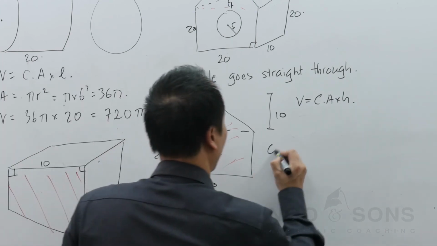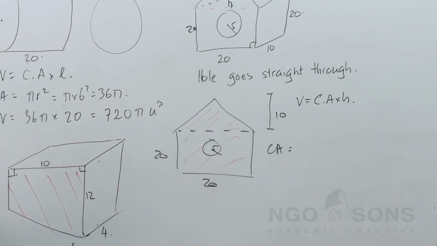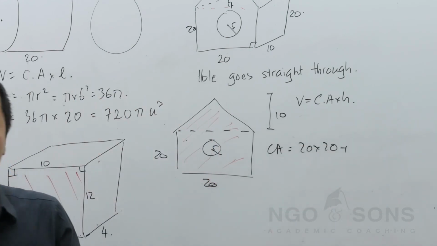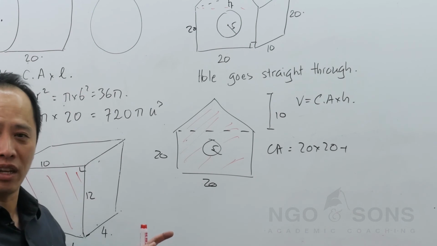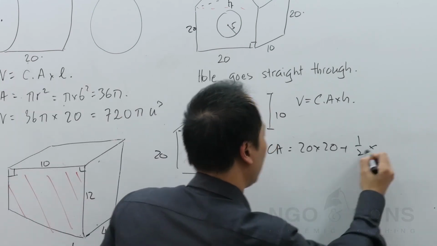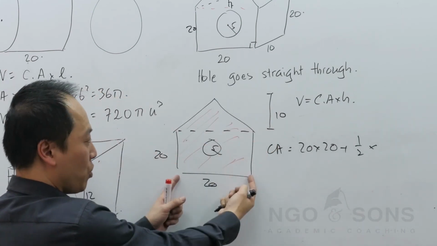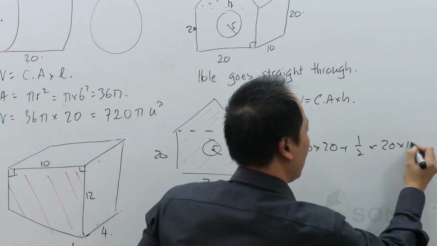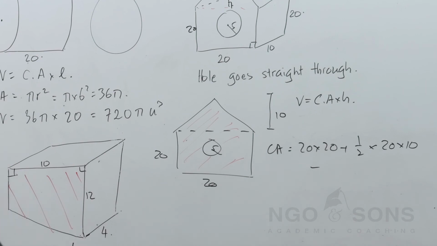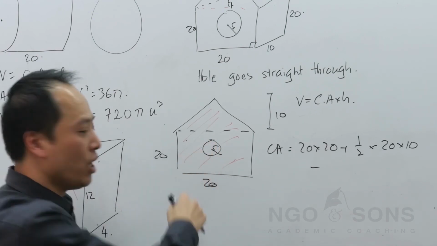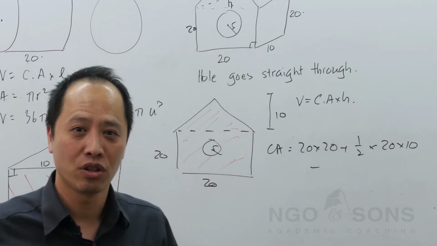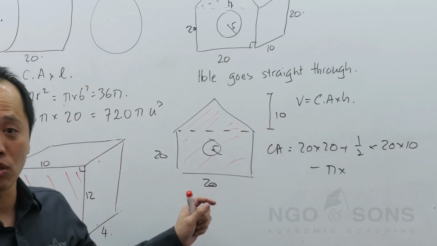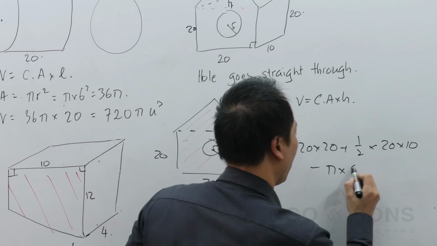So the cross-sectional area is equal to the area of the square, so it's 20 times 20, plus the area of the triangle. So how do you find the area of the triangle again? It's a half times the base, which is 20, times the height, which is 10. And then you minus the circle. There's your circle there. You minus, and what's the area of the circle? Do you remember from last week? It's pi times r squared, and r here is 5 squared.